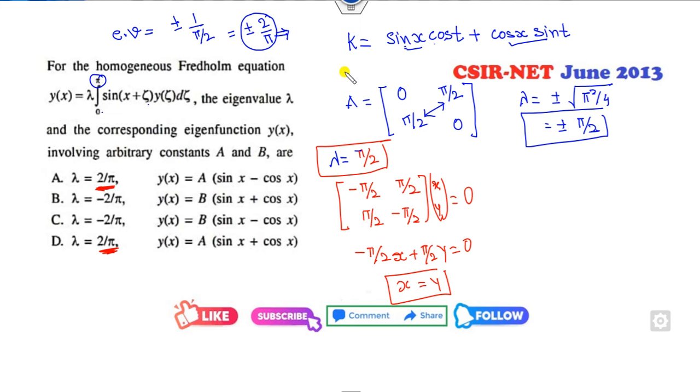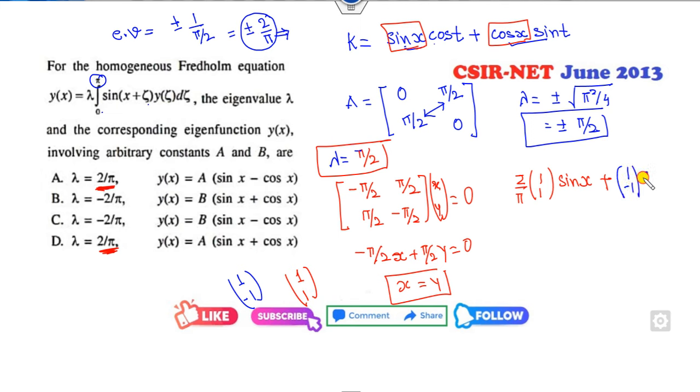So the eigenfunctions are, k1 of x is sine x, and k2 is lambda 1 into 1 of sine x. Now since they are orthogonal to each other, can you take the other eigenfunction as 1 and minus 1? Fine. So 1 and minus 1, it will be cos of x. So what are the eigenfunctions? It's sine x plus cos x and sine x minus cos x. So one eigenfunction is sine x plus cos x, the other is sine x minus cos x, when the second value is minus 2 by pi. So you can see it's 1 and 1.